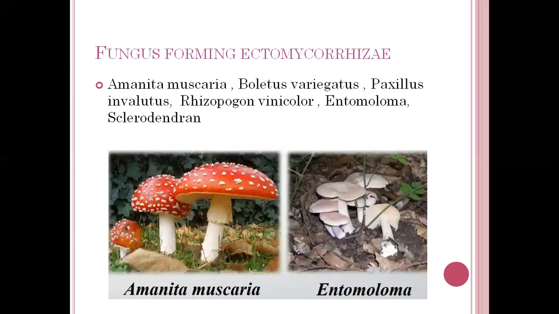The fungi that form the ectomycorrhiza include Amanita muscaria, Entoloma, Boletus variegatus, and Paxillus involutus. So these are certain examples of the fungal species which are involved in the formation of ectomycorrhiza.